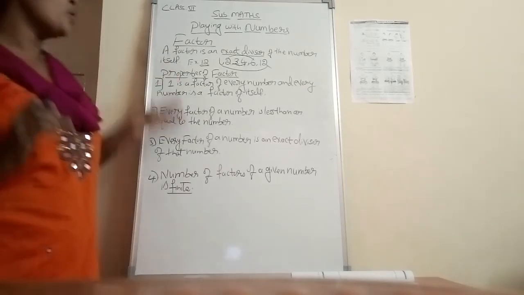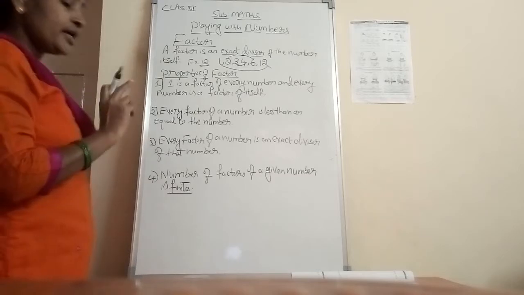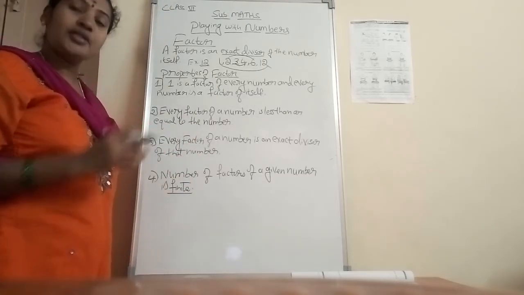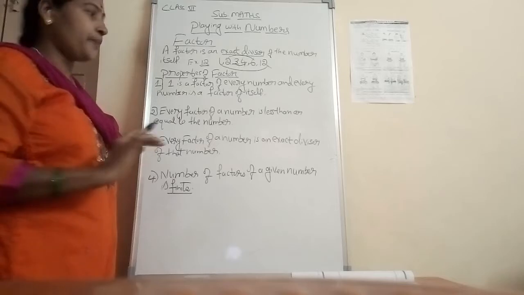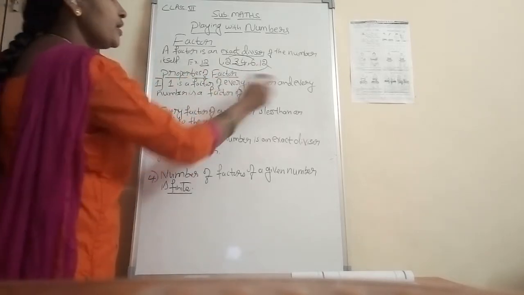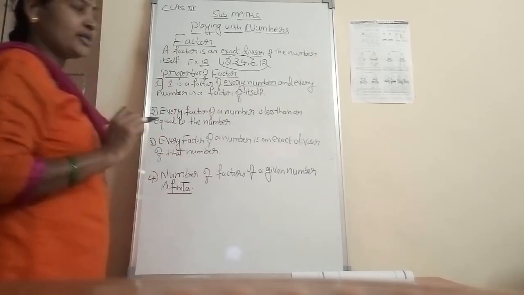So here are some of the properties, children. Properties of a factor. We have to learn all the properties. In your textbook, page number 49, all the properties are given. You can make a note in your notebook. Properties of a factor. The first property: 1 is a factor of every number, and every number is a factor of itself.